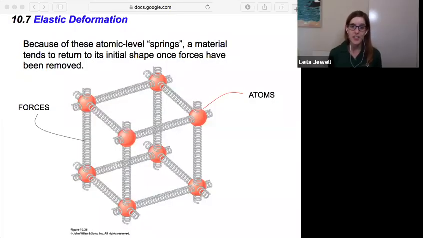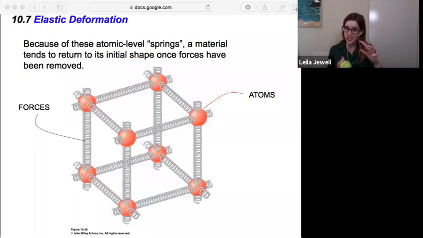Section 10.7, elastic deformation. So it turns out atoms have forces that hold them together, and those forces behave a bit like springs. Because of these atomic level springs, the material tends to return to its initial shape once the forces have been removed, right? So you can imagine compressing that.